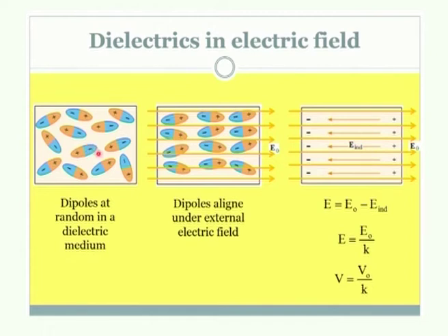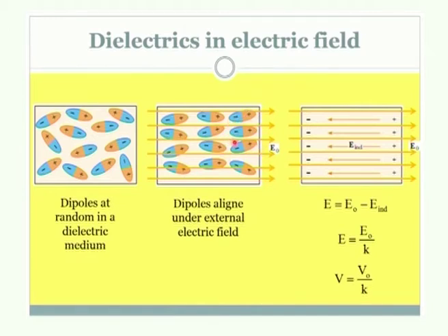Okay. Now, when the field is applied, it is shown here from left to right, the E0 is the applied electric field, the dipoles align under external electric field. This is how the alignment is happening. The positive charges are aligned in the direction of the field, negative charges in the opposite direction. So, the dipole moments are aligned in the direction of the external field.